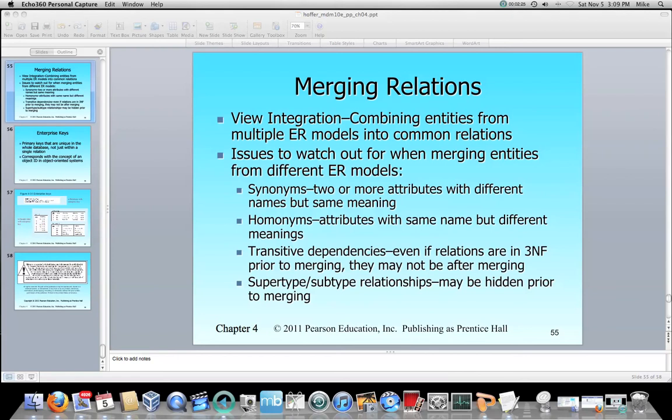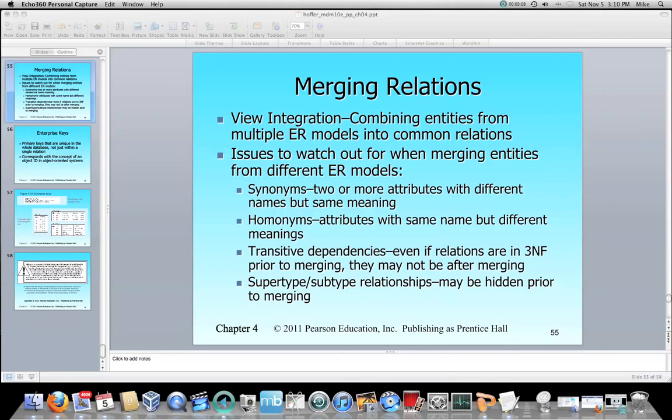Another one associated with naming is homonyms. So two different things that have the same name. So we might have in one entity an attribute called name, which is really like the contact name for a customer, and in the other entity that a different area is maintaining, they have an attribute called name, which is actually the name of the customer's company. So we have to look out for that too. You can't just merge them together because now we would have non-homogeneous information in the same attribute.